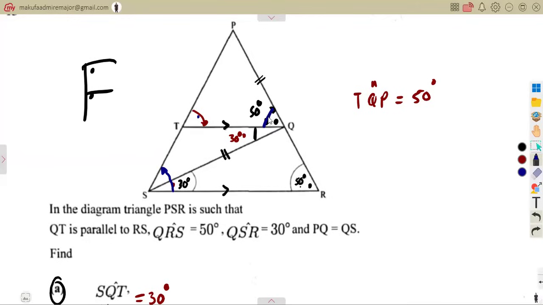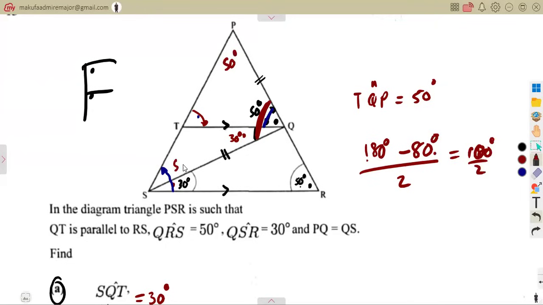PSR? This angle here is 80 degrees, the value of the angle at Q. And from the sides that are equal, the base angles, the angle at S and the angle at P, opposite to this side here, they are equal. So from the 80 degrees, the value of this angle will be 180, the angles in a triangle, minus 80, divided by 2. 180 minus 80 is 100 degrees, divided by 2, which is 50 degrees.